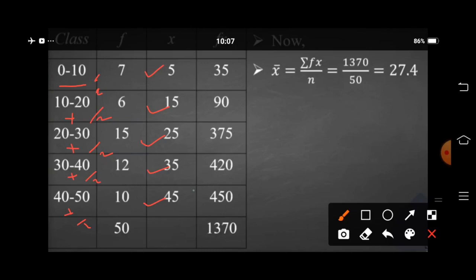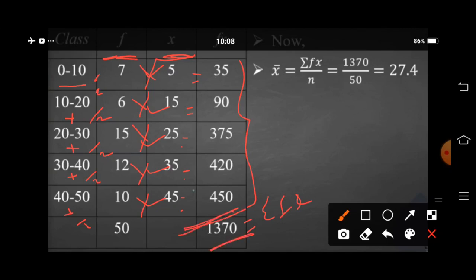Now find out fx. F is here, x is here. So multiply fx: 7 into 5, 35. 6 into 15, 90. 15 into 25, 375. 12 into 35, 420. 10 into 45, 450. Total of fx column, sigma fx, would be 1370.